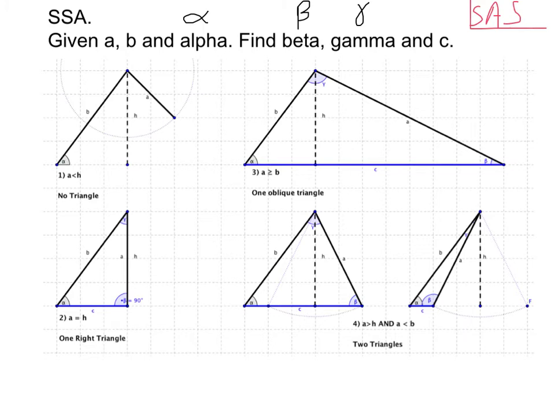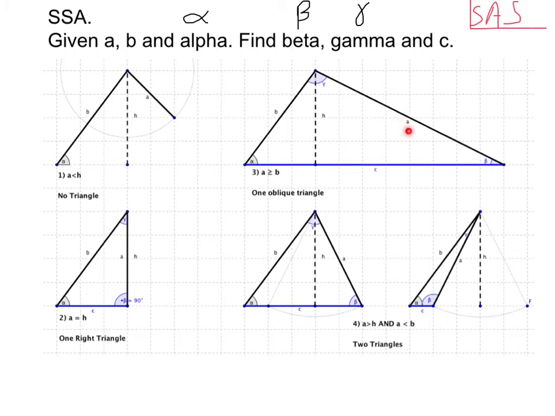Now in our third option, we're just going to compare A to B, the two sides. And A needs to be greater than or equal to B. Again, you must focus here on the fact that A is the one across from the given angle. That's the one that needs to be bigger than B. Or it could be equal to, and we'd have an isosceles triangle. But typically we're looking for A being bigger than B. And A is the one across from alpha.